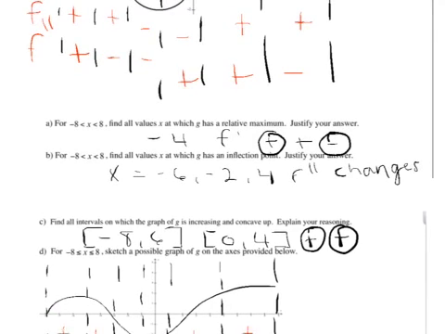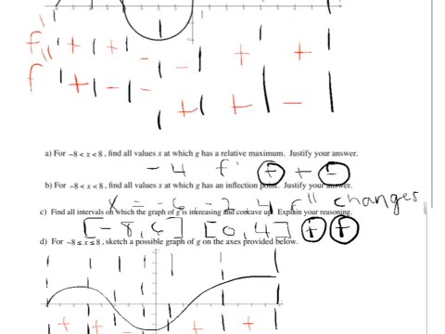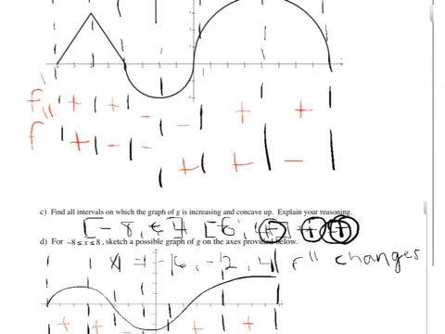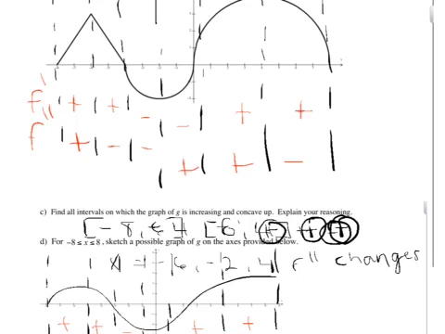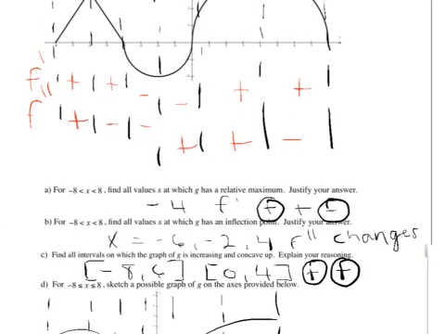For part C, it's asking to find the intervals on which the graph of g is increasing and concaving up, and explain your reasoning. So if you look at the graph, at -8 and 6, the graph is going up, and from 0 to 4, it's also going up, and f double prime is staying positive on both those intervals.